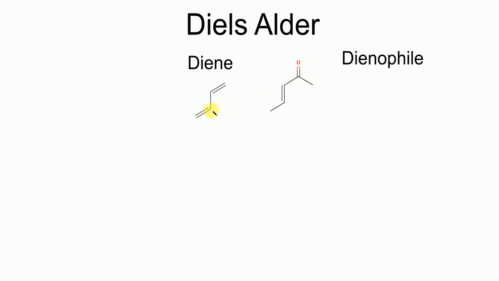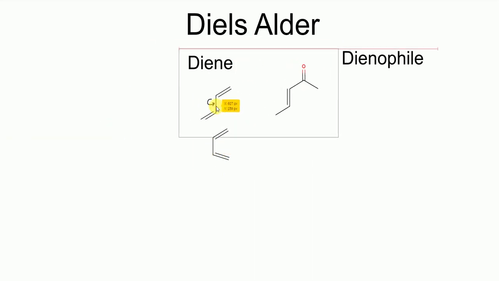And to make this more realistic, where the groups are oriented properly to attack in the most, I guess, energetically favorable way, we have to redraw our diene. And essentially what happens is the diene can rotate around the sigma bond right here, okay? And we will get this structure, okay?